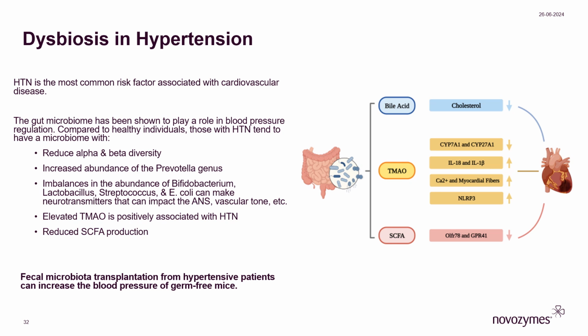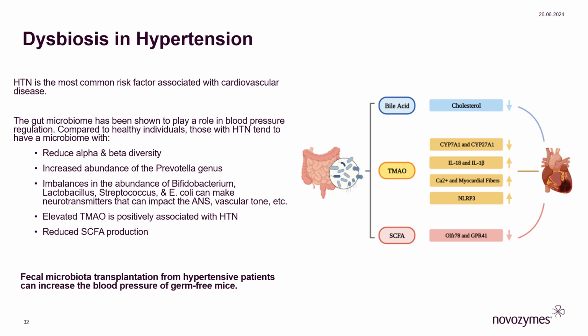Dysbiosis has also been seen in hypertension. Hypertension is the most common risk factor associated with cardiovascular disease. The gut microbiome has been shown to play a role in blood pressure regulation, and when we compared stool samples of those with hypertension to healthy individuals, we found that patients with hypertension tend to have a microbiome with low diversity, so they have low alpha diversity, which refers to the quantity of bacteria in the gut. And they also have low beta diversity, which refers to the quality of species in the gut.